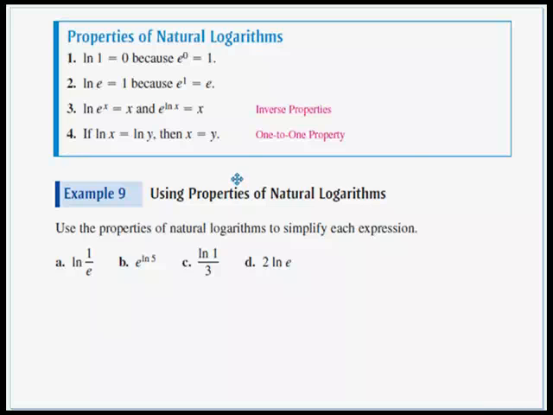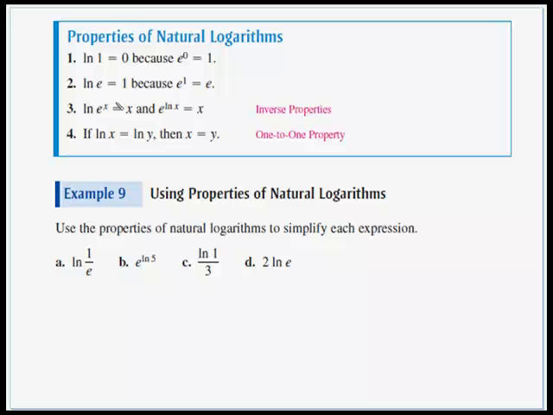Just like the regular log, the logarithms had some special properties. Natural logs have very, very similar properties. The ln of 1 is equal to 0, because e raised to the 0 power, or anything to the 0 power, is going to equal 1. The ln of e itself is equal to 1, because e to the first is equal to e.